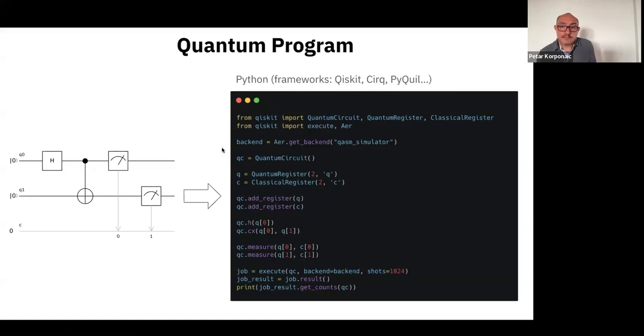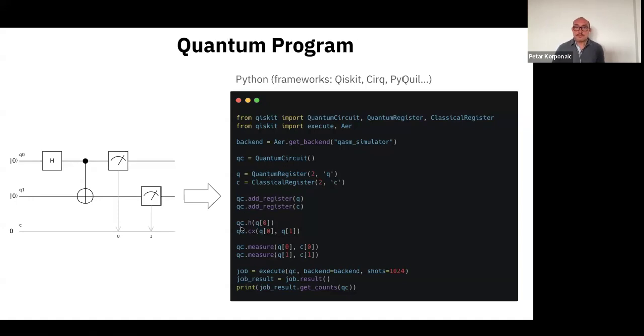So the goal is to encode this somehow into the quantum computer. We have some input statements. We describe the quantum circuit registers, the same as we did with quantum assembler. We have a quantum register with 2 qubits and a classical register with 2 classical bits. We add those registers to the quantum circuit.